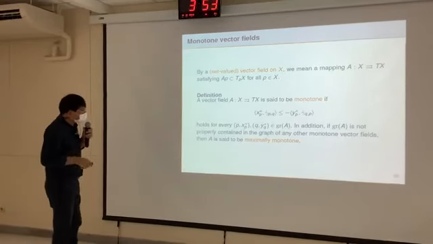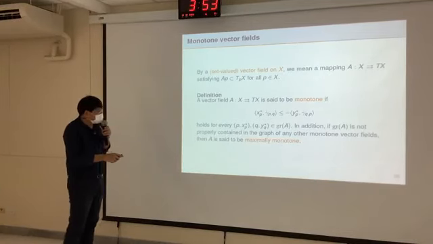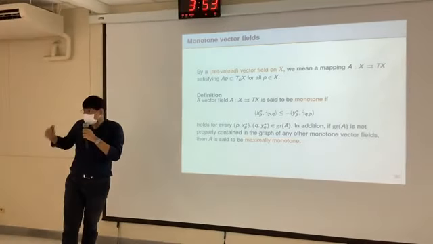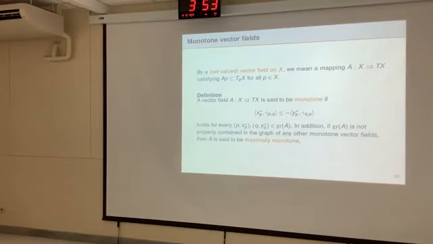And the monotone vector field here is a mapping defined from X to TX. TX here is just the union of all tangent spaces T_P X, or in differential geometry, it's called the tangent bundle, which is again a manifold, but in this case we do not have any structure on TX. Okay, so we say that a vector field A is monotone if this inequality holds for every point on the graph of that vector field.